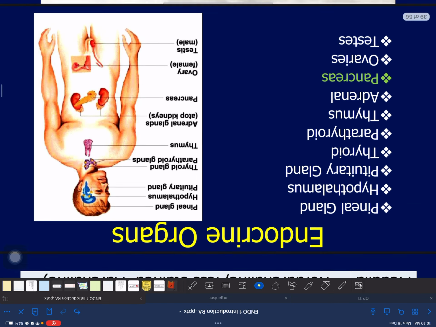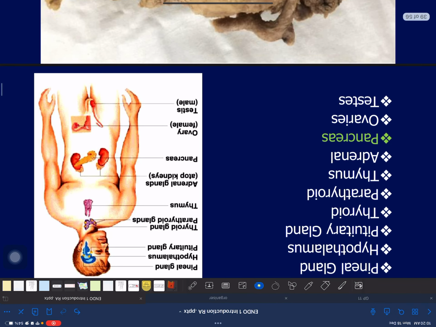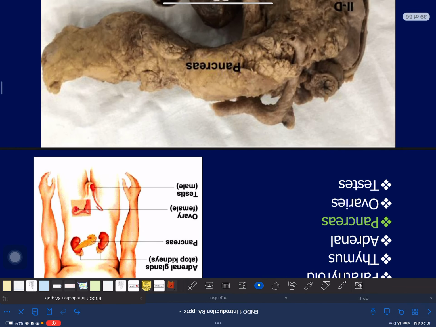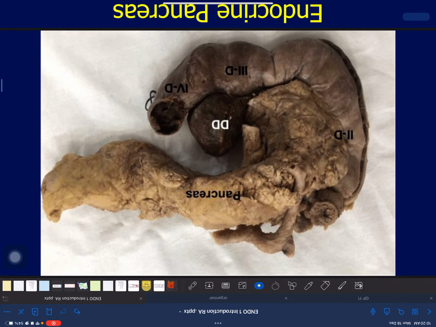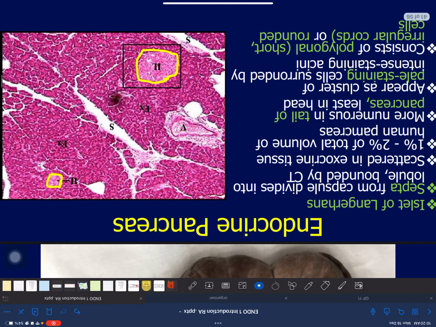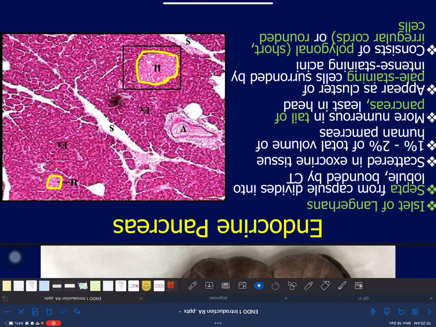Pancreas, you've been taught during the alimentary system, so I just focus on the histology. Okay, bila nampak slide, dia minority only, sikit je in the pancreas histology. So dia nampak macam pale ni kan, this is the islet of Langerhans. Okay, and then 1 to 2% only of total volume of the pancreas is endocrine.